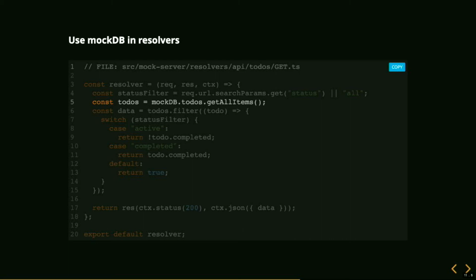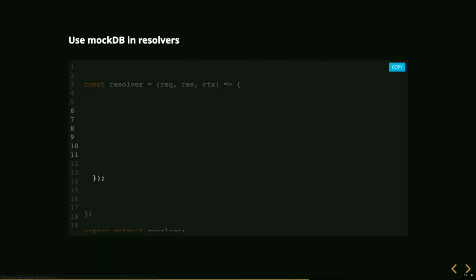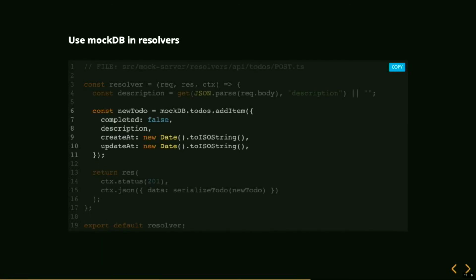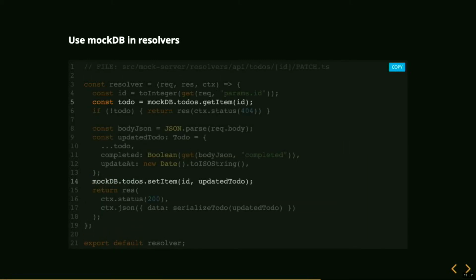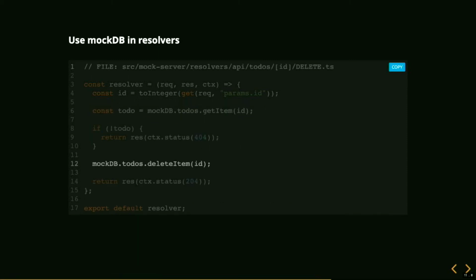For example, we can load to-dos in the resolver of the GET endpoint by calling mockdb.todos.getItem, and create a to-do by calling mockdb.todos.addItem, get a single one by getItem, update one by setItem, and delete one by deleteItem. So far, as long as we made all those setups, we can already reproduce what we have seen in the to-do list demo.